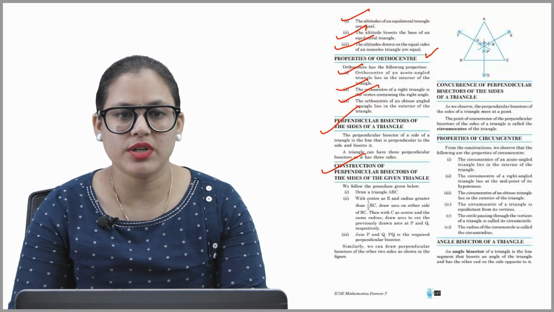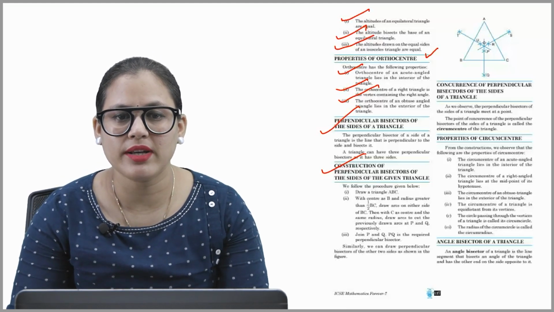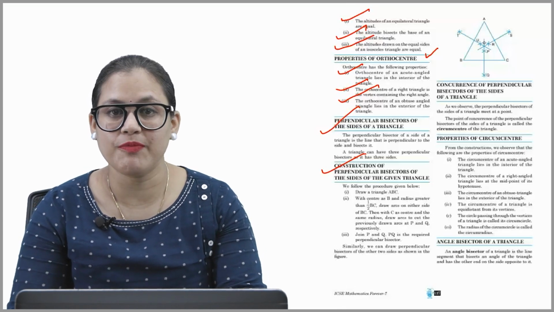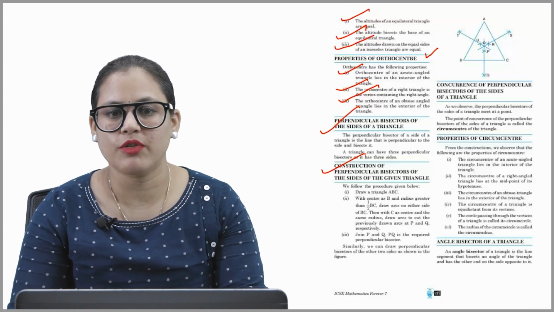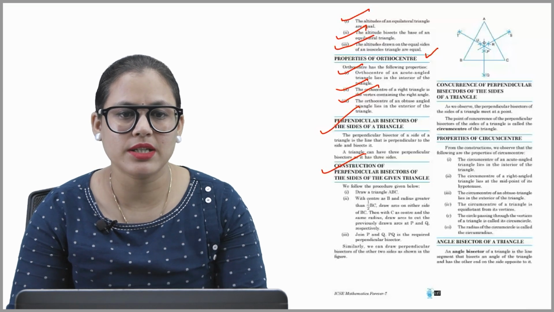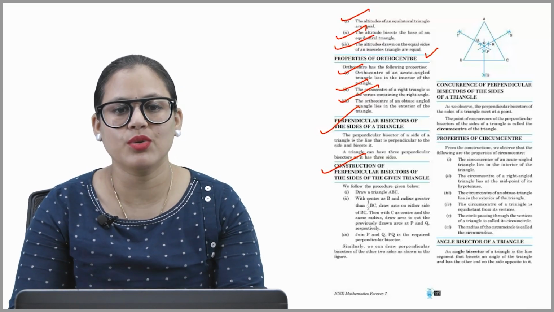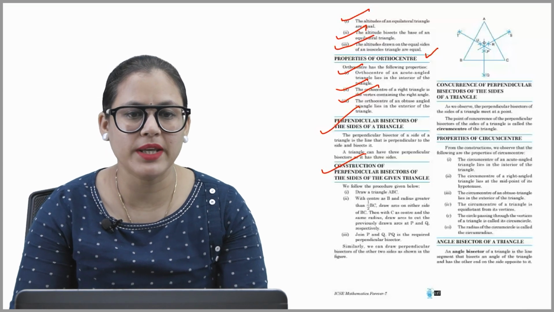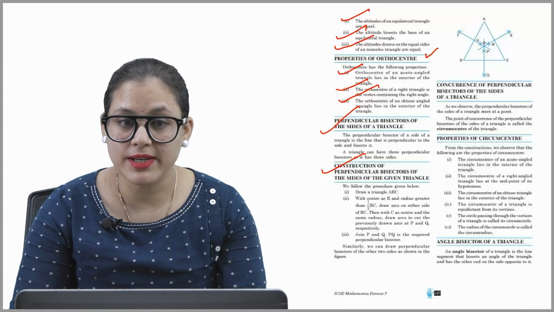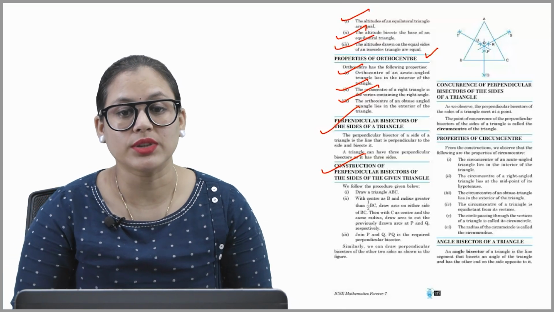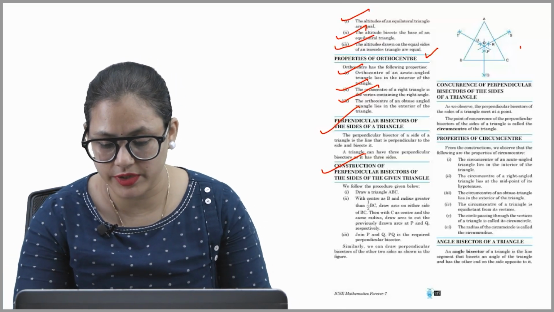We follow the procedure given below. Number 1, draw a triangle ABC. 2, with center as B and radius greater than half BC, draw arcs on either side of BC. Then with C as center and the same radius, draw arcs to cut the previously drawn arcs at P and Q respectively. 3, join P and Q. PQ is the required perpendicular bisector. Similarly, we can draw perpendicular bisectors of the other 2 sides as shown in this figure.